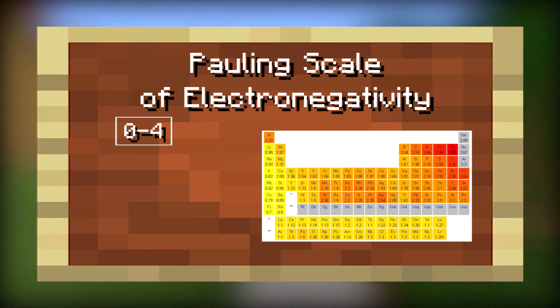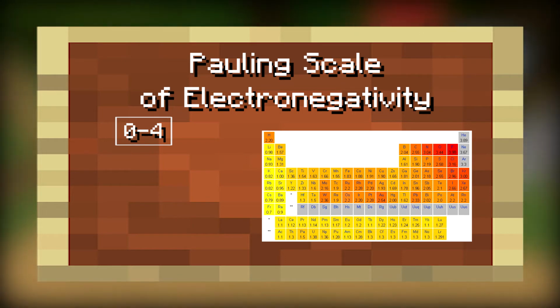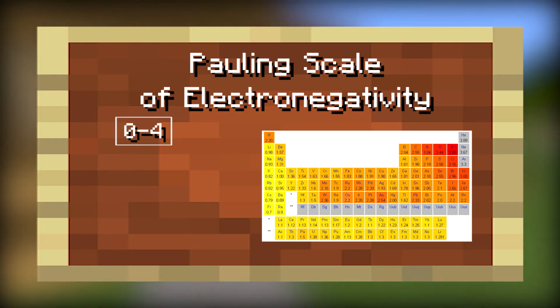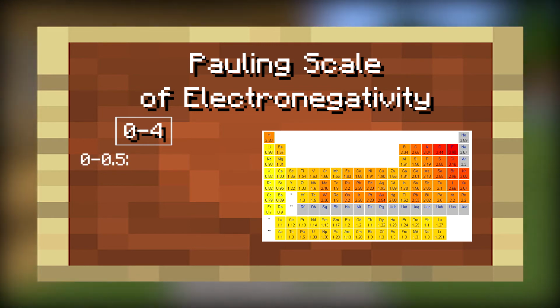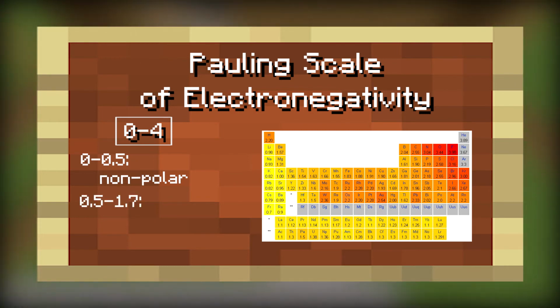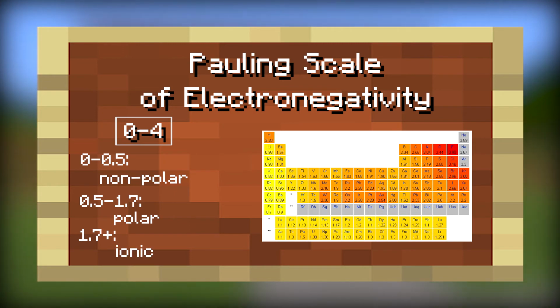With that, you can find the differences in electronegativity by subtracting the electronegativity values of each atom within a molecule. If the difference of electronegativity is between 0 and 0.5, the molecule is nonpolar. If it's between 0.5 and roughly 1.7, it's polar. Anything more than 1.7 is ionic.